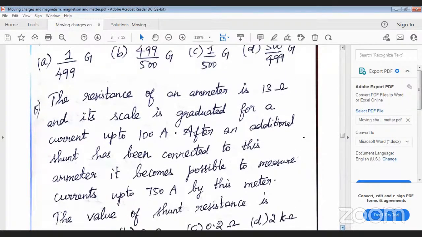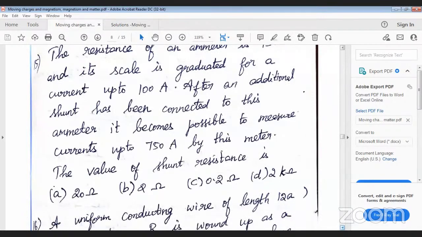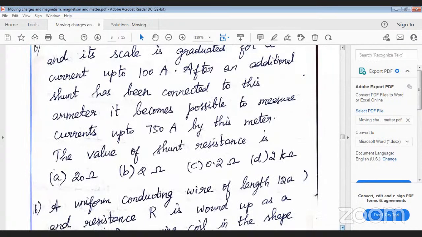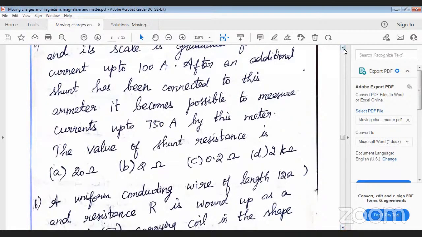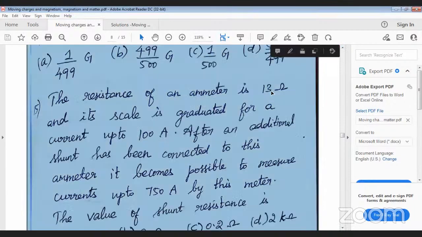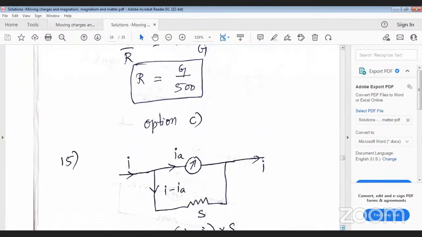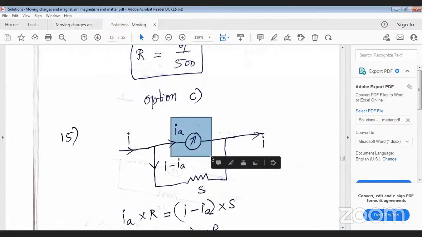The resistance of an ammeter is 13 ohm and its scale is graduated for a current up to 100 ampere. After an additional shunt has been connected to this ammeter, it becomes possible to measure currents up to 750 ampere by this meter. The value of the shunt resistance is. So initially they have an ammeter and it can measure a maximum current of 100 ampere. Okay, the resistance of the ammeter is 13 ohm. So this is the ammeter. For that ammeter, they are connecting an additional shunt.